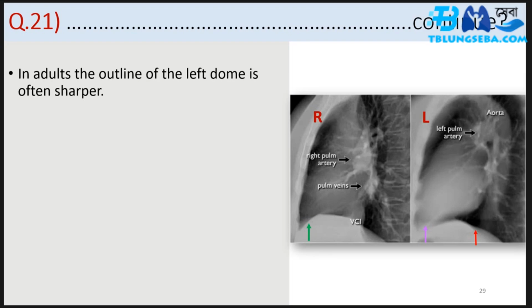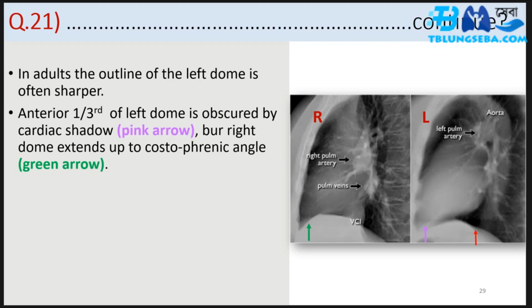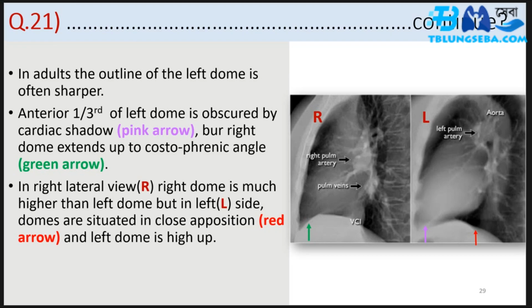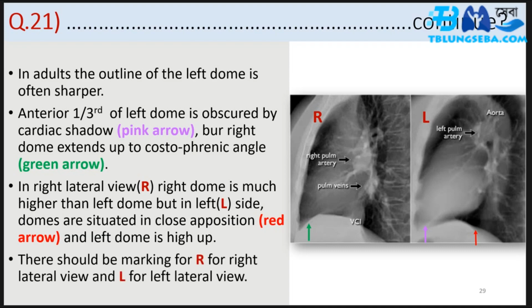Q.21, continue. In adults the outline of the left dome is often sharper. Anterior 1/3 of left dome is obscured by cardiac shadow, pink arrow. Right dome extends up to costophrenic angle, green arrow. In right lateral view our right dome is much higher than left dome, but in left lateral view, domes are situated in close apposition, red arrow, and left dome is high up. There should be marking for R for right lateral view and L for left lateral view.